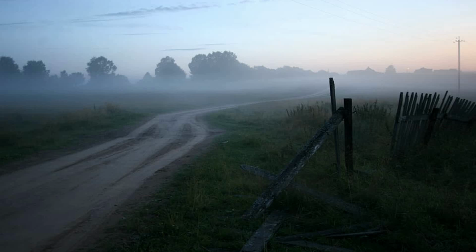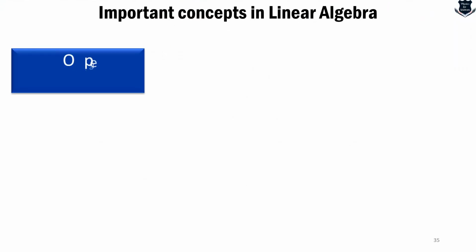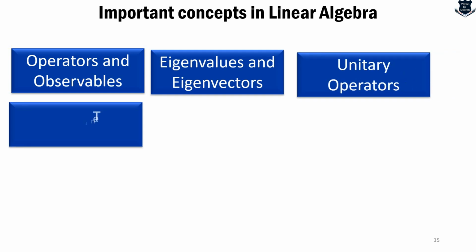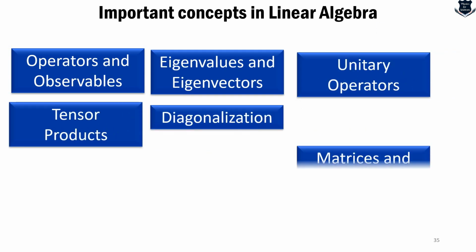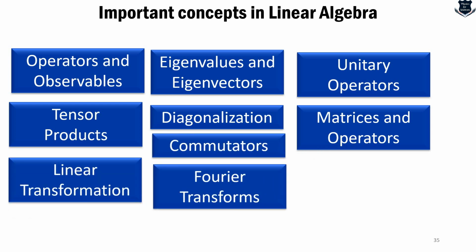of the microscopic realm. Now you see that there are other concepts of linear algebra like operators, eigenvalues, unitary operators, tensor product, diagonalization in matrices, a lot of matrix operations, commutators, Fourier transform, linear transformation, but all these things we would be dealing with in the next part of the video because we cannot deal with those in one video.